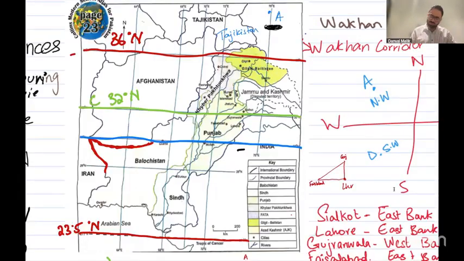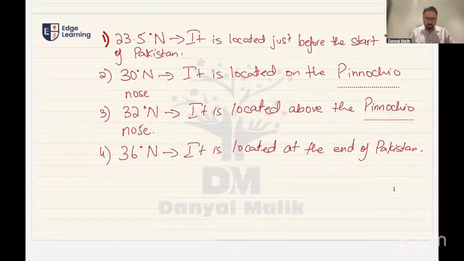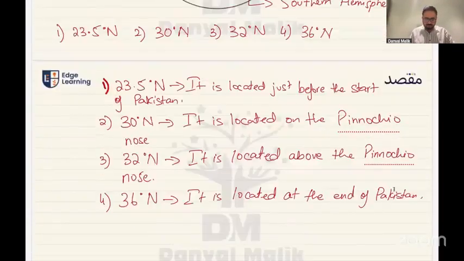Now, the next thing we have is, so now 23.5, 32, then we had 30, and then we had 36. Now tell me anyone, out of these four, if you have any confusion in any of these four. If not, okay. In the meanwhile, you guys can think and let me know.